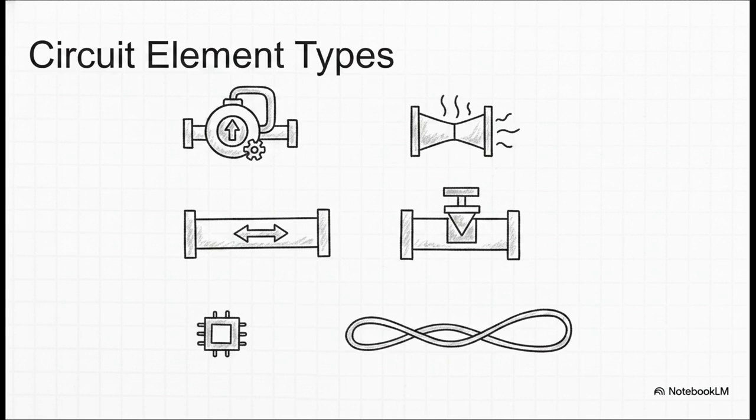Finally, lumped versus distributed. Lumped components are the tiny self-contained ones acting all at once, whereas distributed elements, well, think of a massive miles-long power transmission line. Those parameters are spread all the way down the entire line.